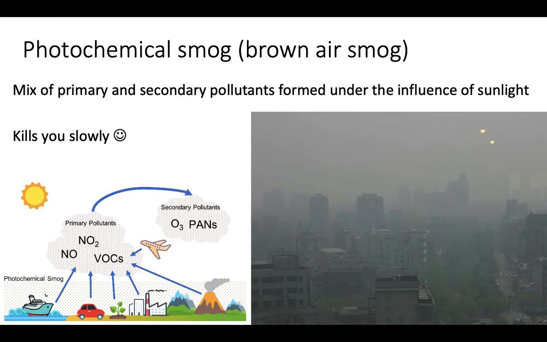Photochemical smog, however, is a little bit more complicated. It's a mixture of primary and secondary pollutants that form and mix together under the influence of sunlight, and this kills you a lot slower. I will return to this diagram in a little bit, but it shows us that smog is a mixture of primary pollutants like NOx, VOCs, and secondary pollutants like ozone and something called PANs.